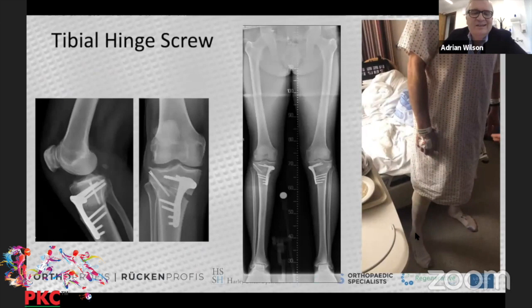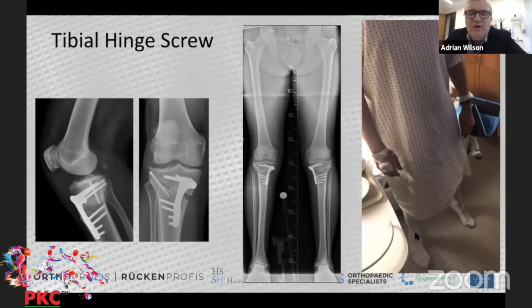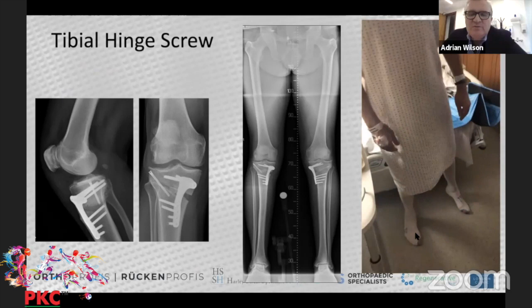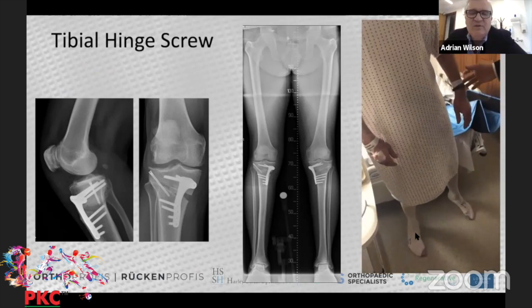Again, no pain, and he felt, as a blinded trial, because we didn't know we were going to do this, much more comfortable on the right compared to the left. It just felt more secure. Although this gentleman was off his crutches at 4 weeks when he came to see me for the pre-op chat for the other side, so he did very well with the left side as well.